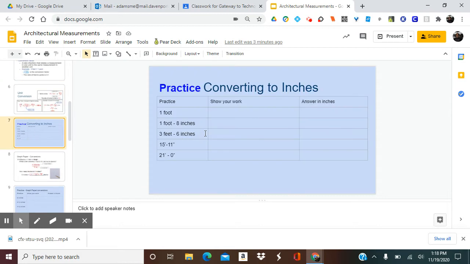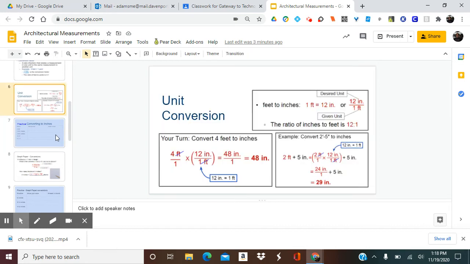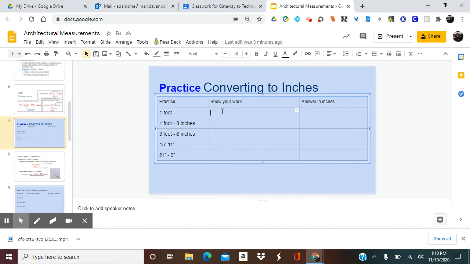So then on the next slide, we're going to show our work here. So we know that 1 foot, okay, 1 foot equals how many inches? All right, feet to inches. 1 foot equals 12 inches. So we know that 1 foot equals 12, so 12 inches. All right, 1 foot, 8 inches. So 1 foot is 12 inches plus 8 inches.